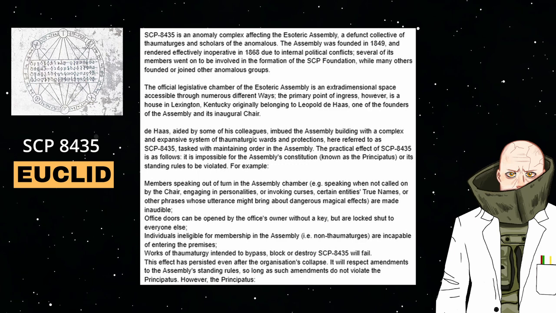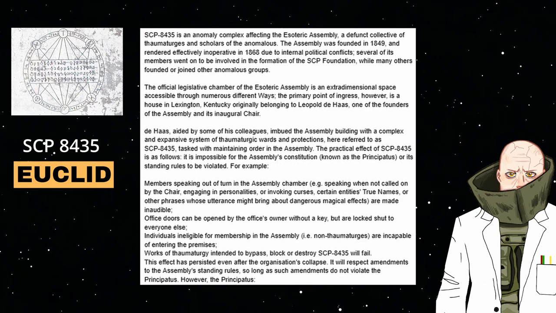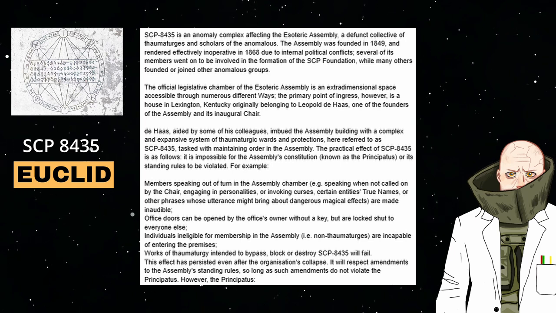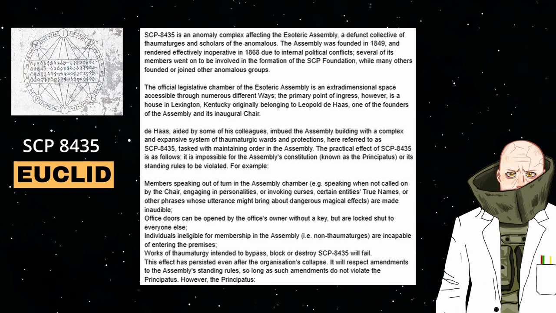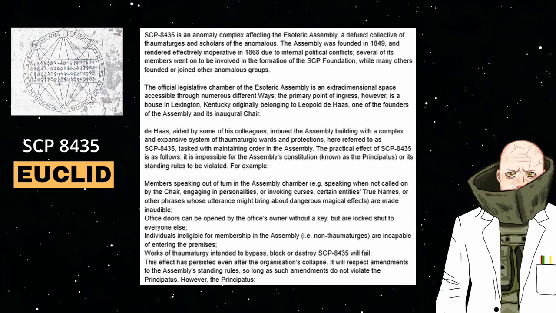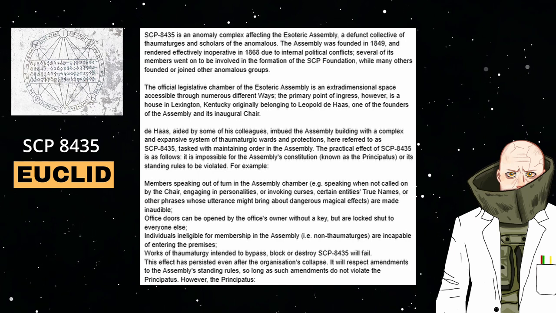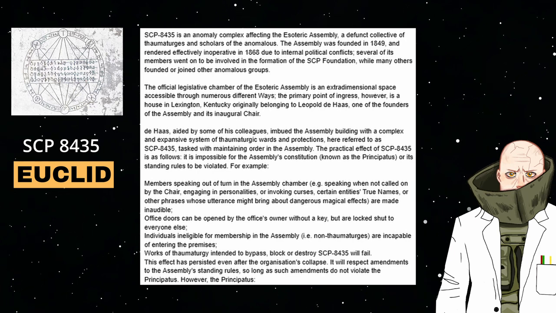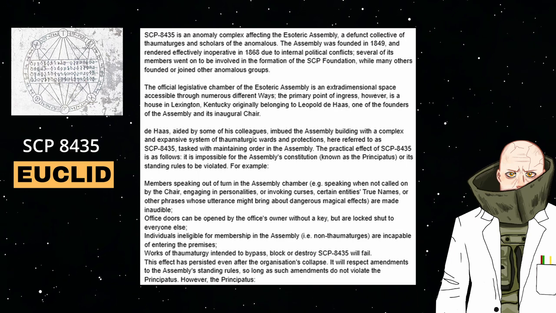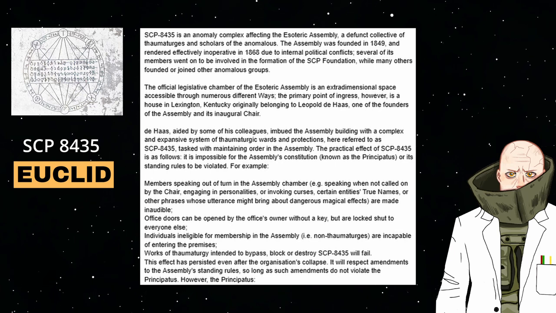The other legislative chamber of the Esoteric Assembly is an extra-dimensional space accessible through numerous different ways. The primary point of ingress, however, is a house in Lexington, Kentucky, originally belonging to Leopold de Haas, one of the founders of the Assembly and its inaugural chair. De Haas, aided by some of his colleagues, imbued the Assembly building with a complex and expansive system of thaumaturgic wards and protections, here referred to as SCP-8435, tasked with maintaining order in the Assembly.